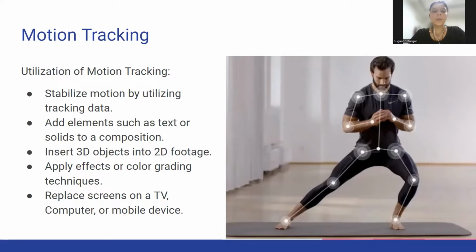Because as the frame rate changes, with the help of motion tracking, like in which direction the motion will be, or predicting the next location, the screen of the TV, computer, or mobile device can be replaced.